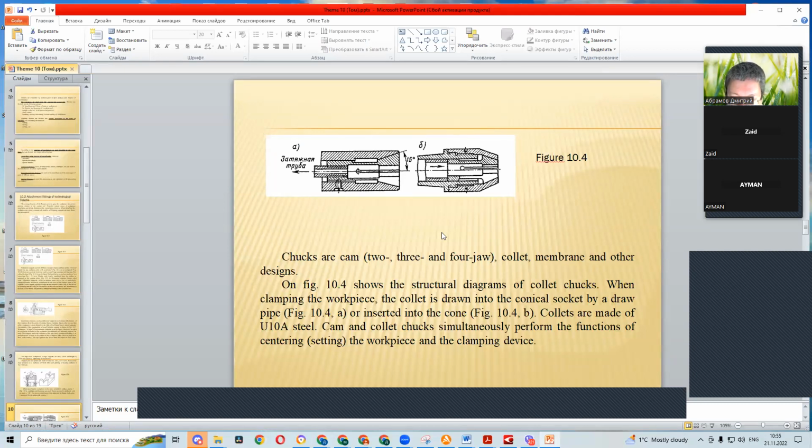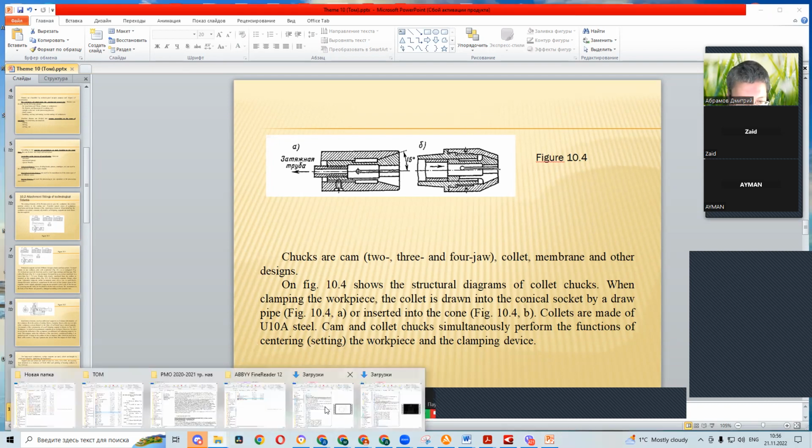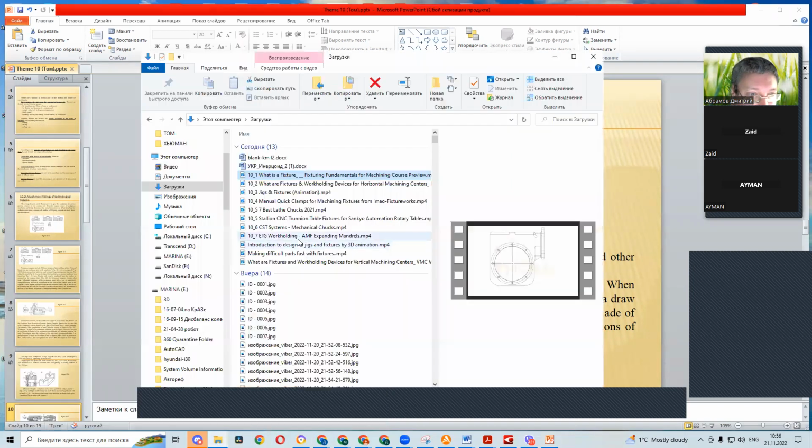Cam and collet chucks simultaneously perform the functions of centering or setting the workpiece and clamping device. Collet chucks. I have a video about collet chucks.